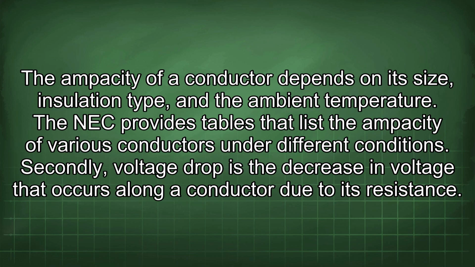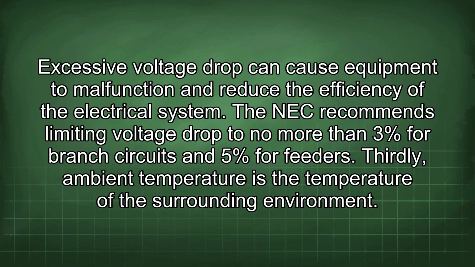Secondly, voltage drop is the decrease in voltage that occurs along a conductor due to its resistance. Excessive voltage drop can cause equipment to malfunction and reduce the efficiency of the electrical system. The NEC recommends limiting voltage drop to no more than 3% for branch circuits and 5% for feeders.